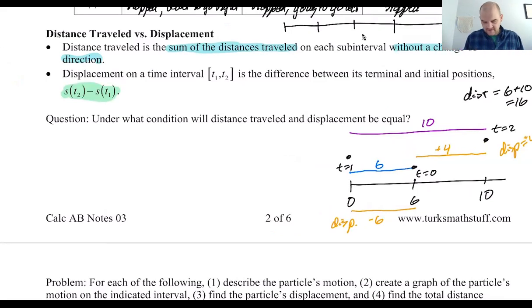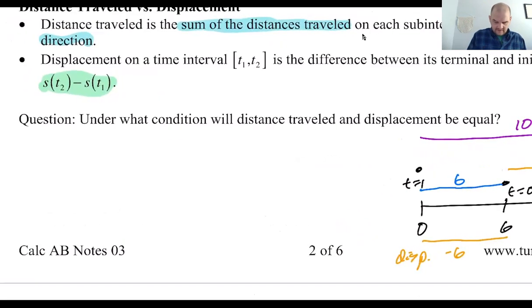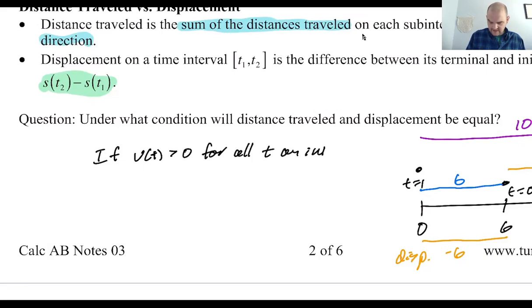The only way that can happen is if v of t is greater than 0 for all t on the interval. If that's the case, then your displacement and your distance traveled will always be the same. But that's actually the only case. If v of t is less than 0 the entire time, then your distance traveled is the absolute value of your displacement. But those are the only two scenarios. If you have any changes, then it's not going to work out.